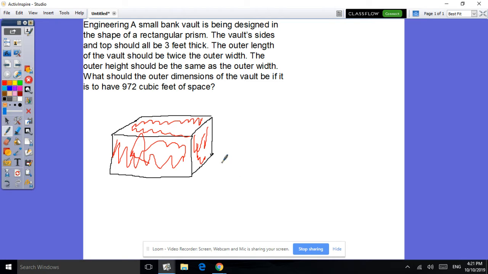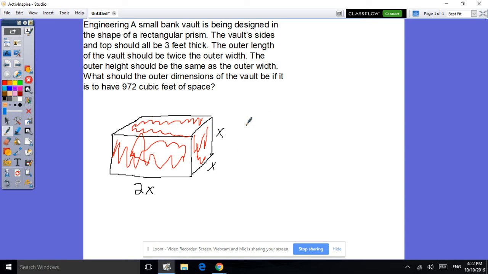So let's call this my outer width. We'll call that X. And it says the outer height should be the same as the outer width. So the outer height is going to be the same, so we're going to call this X. But it says the outer length of the vault should be twice the outer width. So if this is the length and this is the width, the length is twice the width. We're talking about the outer. We're not even thinking about the thickness yet. So this is 2x. That's the outer part of it. Making sense so far? All right, cool.